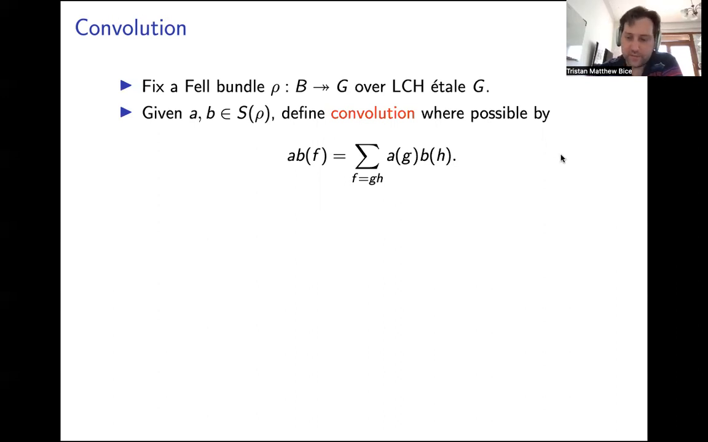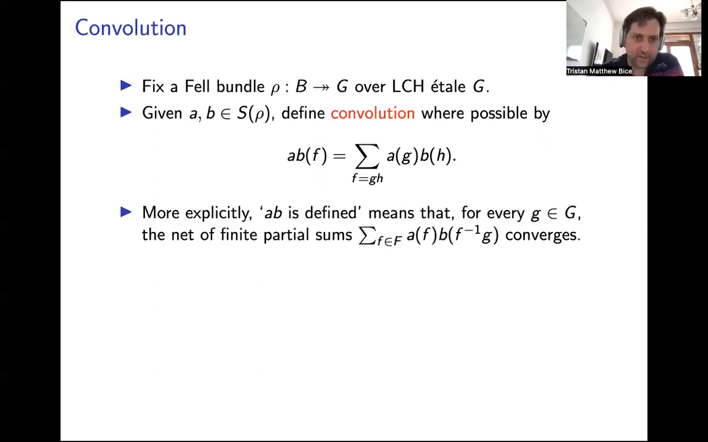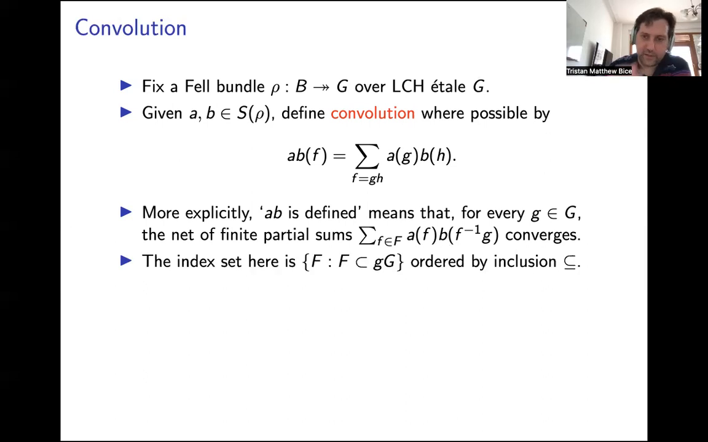The only problem is the problem we always have, and that is that it's not clear that this is always defined for some arbitrary sections A and B. So when I say something like AB is defined, what I'm really saying is that for every element of the groupoid, the partial sums I get, by looking at some finite set here, which I'll describe in a bit more detail in a second, converge in an appropriate sense. But again, what does that mean a bit more precisely?